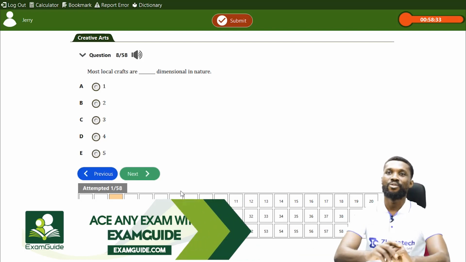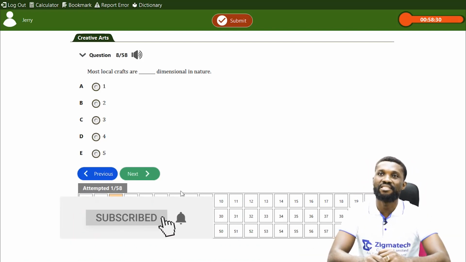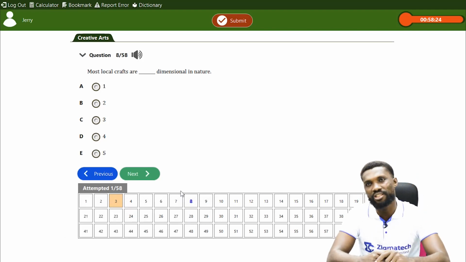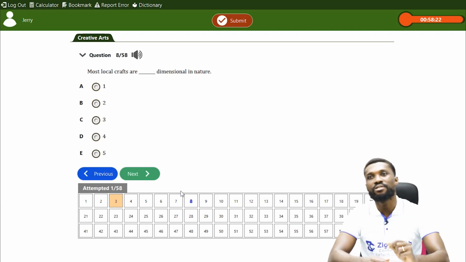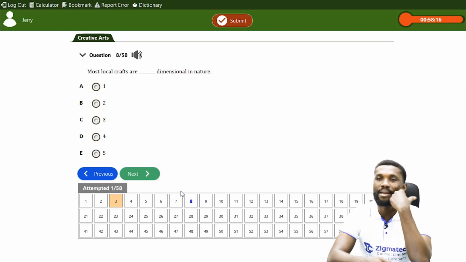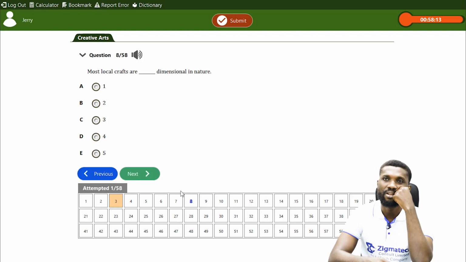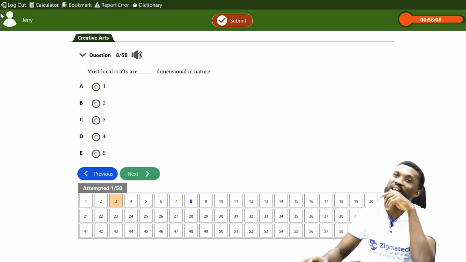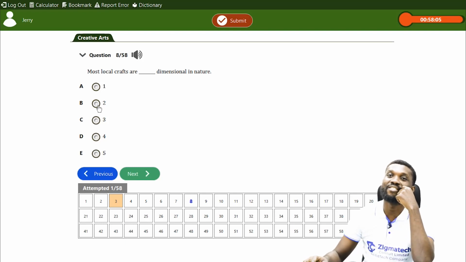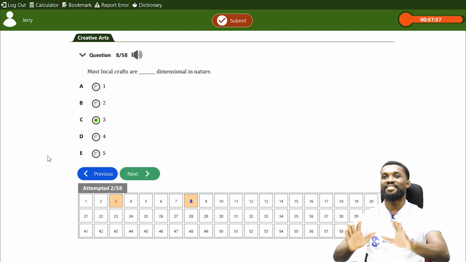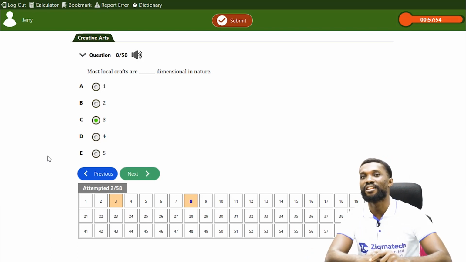Now, question 8. Most local crafts are dash dimensional in nature. A, 1-dimensional. B, 2-dimensional. C, 3-dimensional. D, 4-dimensional. And E, 5-dimensional. So local crafts are usually how many dimensional in nature? Did you say 2-dimensional? If you say 2-dimensional, you are wrong. The answer is 3-dimensional. It is a 3-dimensional work of art that the local craft falls into.